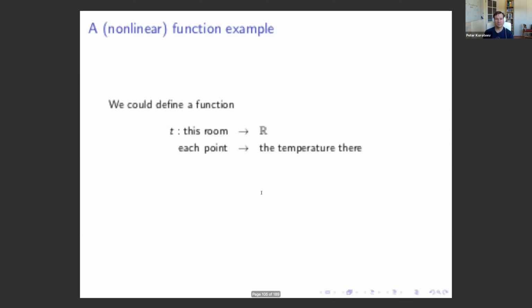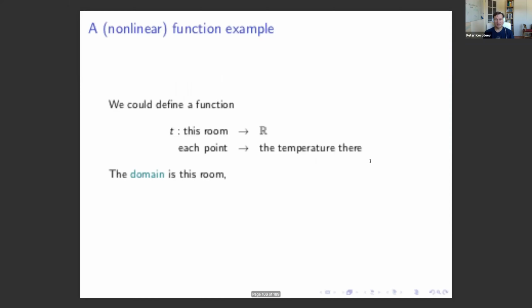Example of a nonlinear function. Take the room where you are, say in your home office or in your dorm, and map every point in your room to R, the set of real numbers, which associates each point in the space of your room to the temperature at that point. I hope you had some physics classes, so you understand how temperature is defined. And it can be different. If you have a lamp, it produces some infrared radiation, so the air around the lamp is warmer than, say, on the floor, where there's a flow of air from the other room.